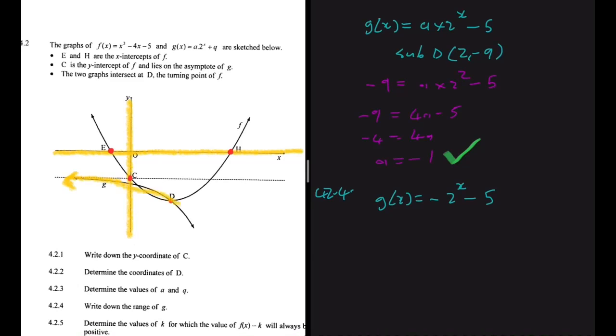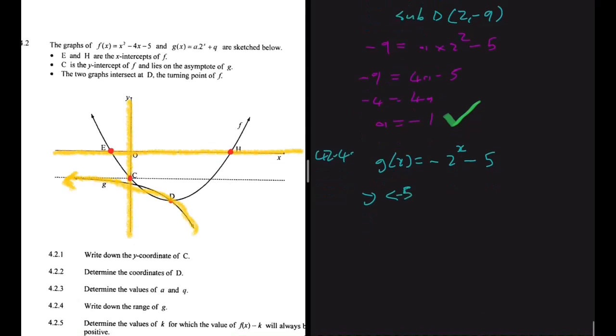right? But then going down, the y value goes to minus infinity, basically, right? So we're saying that the y value will always be less than minus 5, right? The y value is always going to be less than minus 5.